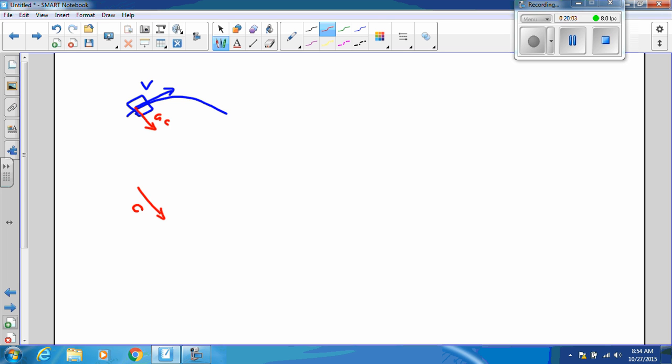Suppose that my centripetal acceleration looks like this, and my tangential acceleration looks like this, and my velocity vector looks like this. This is one way that my object could travel. How would I draw the curve? Question number one. And what can I say about the speed of the particle? Well, the way that I would draw the curve is tangent to the velocity and curving towards AC. So I would draw my curve like this. Does that make sense? So we draw the curve tangent to the velocity, curving towards AC.